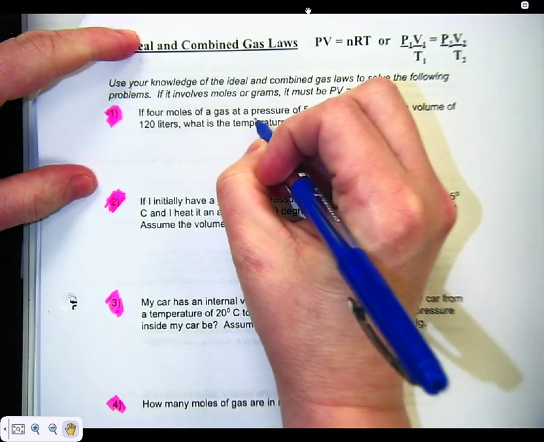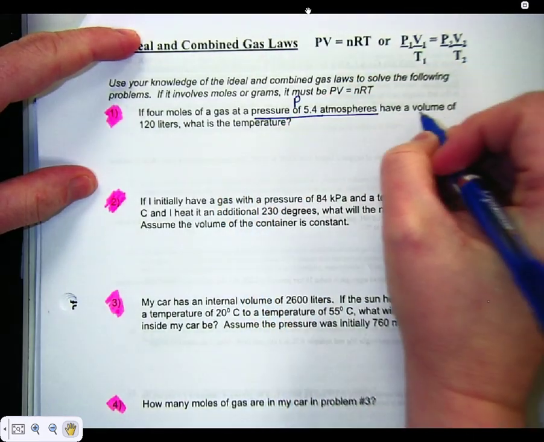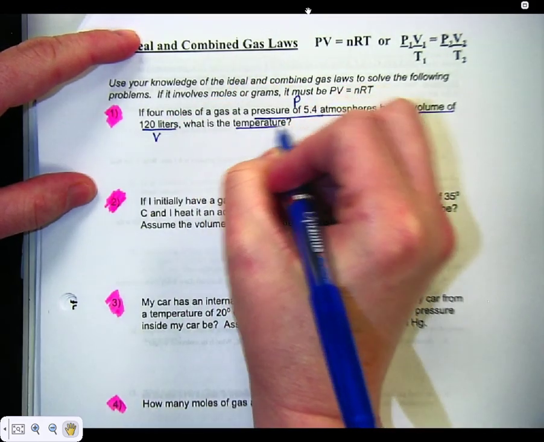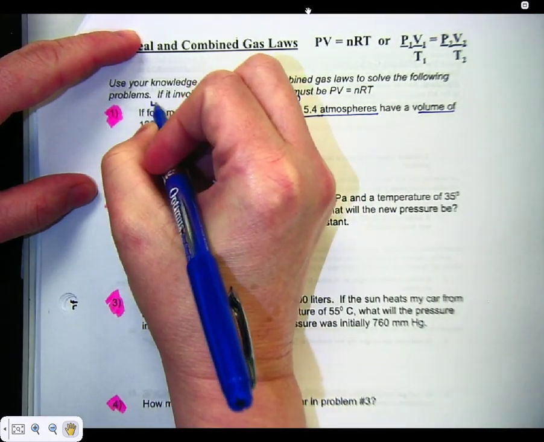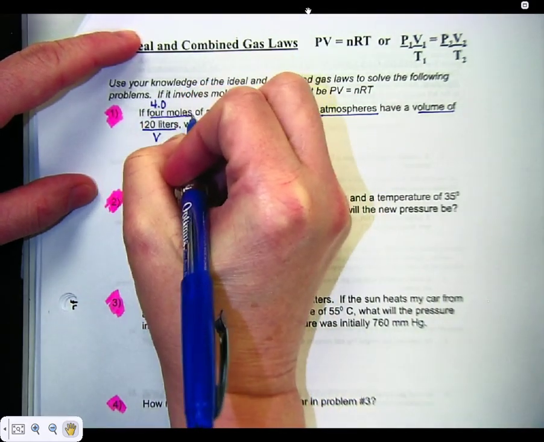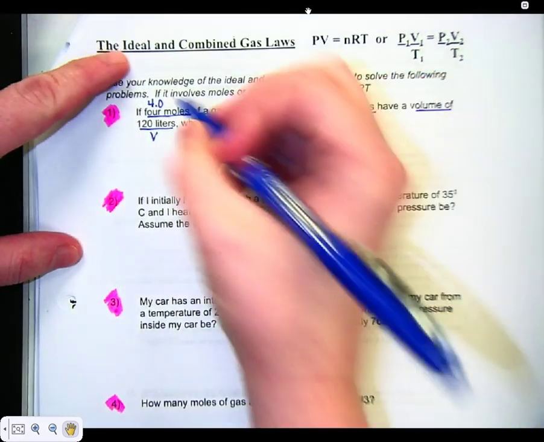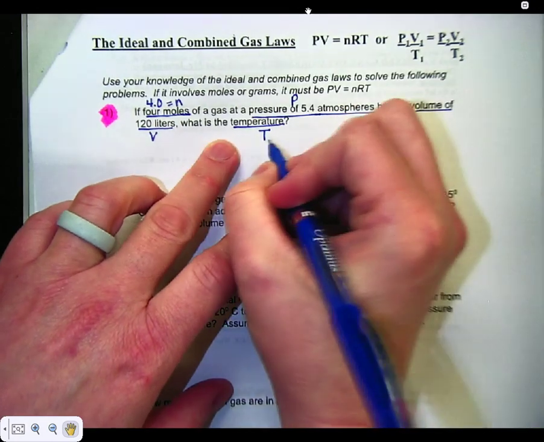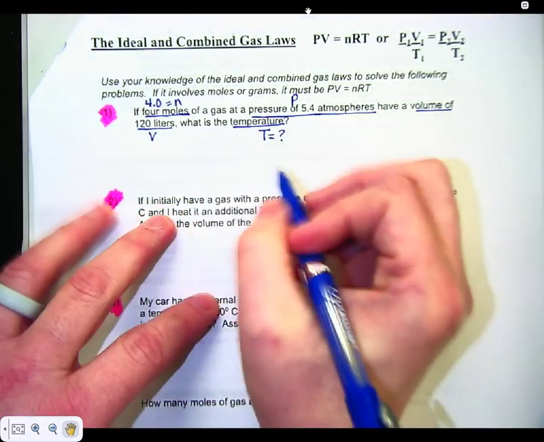So here we're given a pressure of 5.4 atmospheres, so we know that's a P. We're given a volume of 120 liters, we know that's a V. And we want to know what the temperature is, so we know that's a T. The other thing that we're given here is 4, and let's just go ahead and say that it's 4.0 moles. Well, only one of these two equations uses moles, which is n. That is our ideal gas law, so this is n. And then it's asking us for temperature, which is T. So we're going to substitute our numbers in.